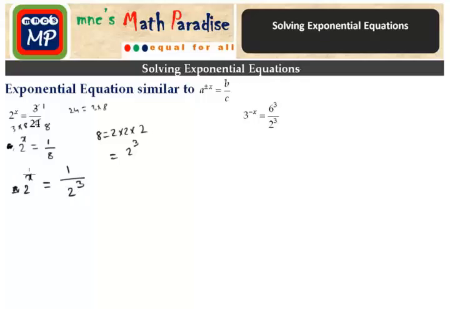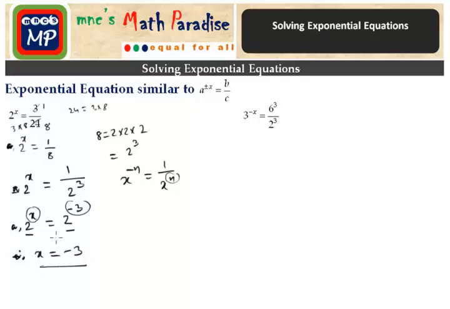Here the left side is 2 to the power x, but on the right hand side it is 1 upon 2 to the power 3. So we can use the formula x to the power minus n equals 1 divided by x to the power n. That means if we take a positive power from the denominator to the numerator, the power becomes negative. So 1 over 2 to the power 3 can be written as 2 to the power minus 3. Therefore, the base is 2 on both sides, the powers are x and minus 3, and they are equal. That means these two powers are equal. So we got x equals minus 3.